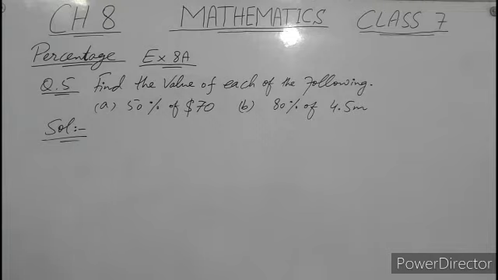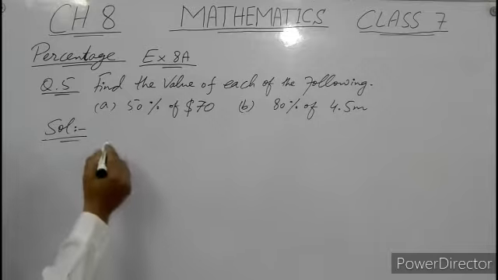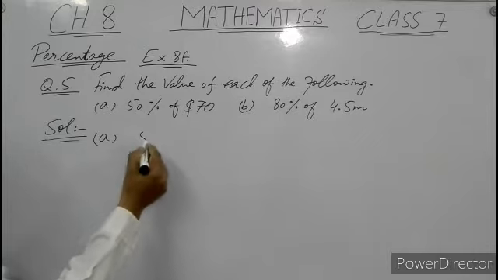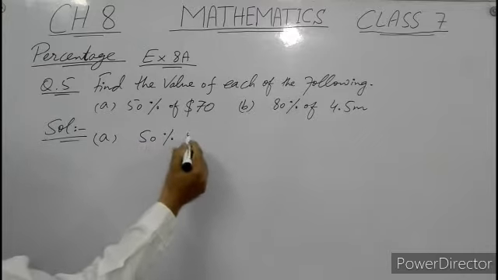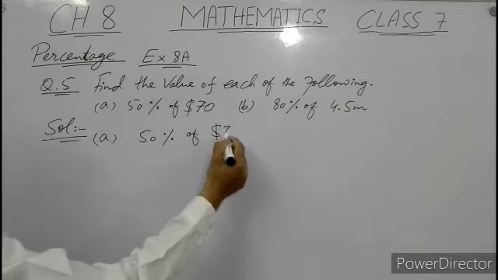Today I start from question number 5 of exercise 8a. We have to find the value of each of the following. Value means we have to find the answer of A part and B part. A part is 50% of $70.